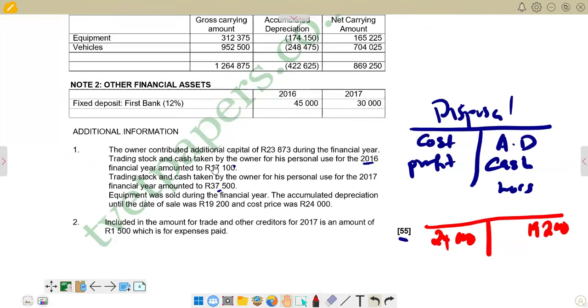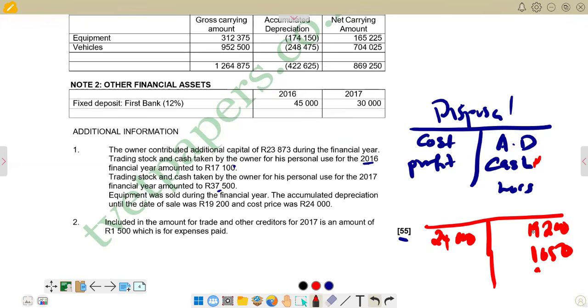Remember, loss we are saying is on the credit side. So we are saying 1,050 on the credit side. The figure that we are looking for, the cash, should also be on the credit side. So we are looking for a figure that should be here. In other words, we are just saying 24,000 minus 19,200 minus 1,050 so that we get this figure. So let's try to calculate that one. We are now saying 24,000 minus 19,200, and then we subtract again 1,050.